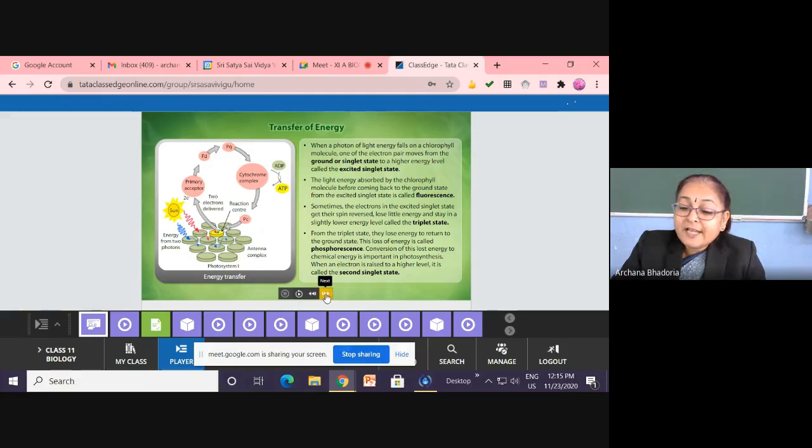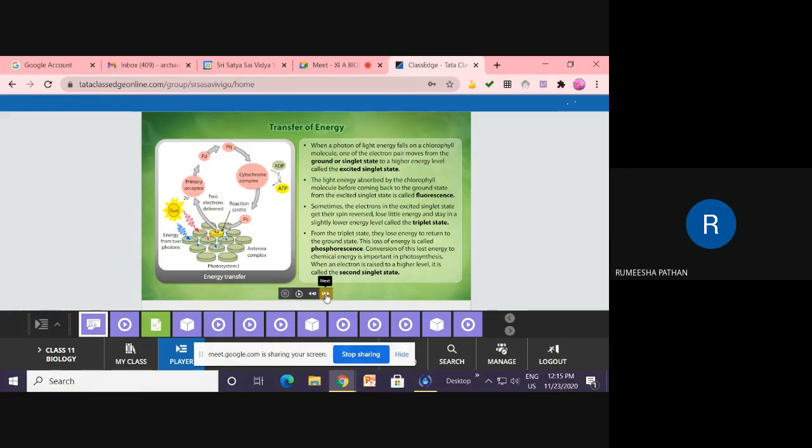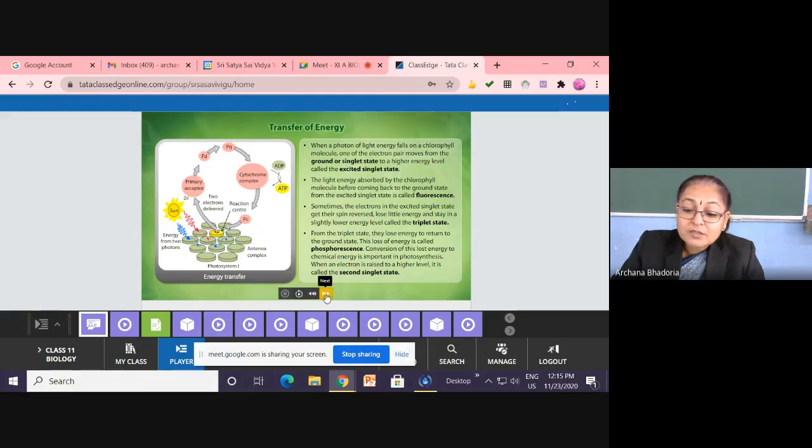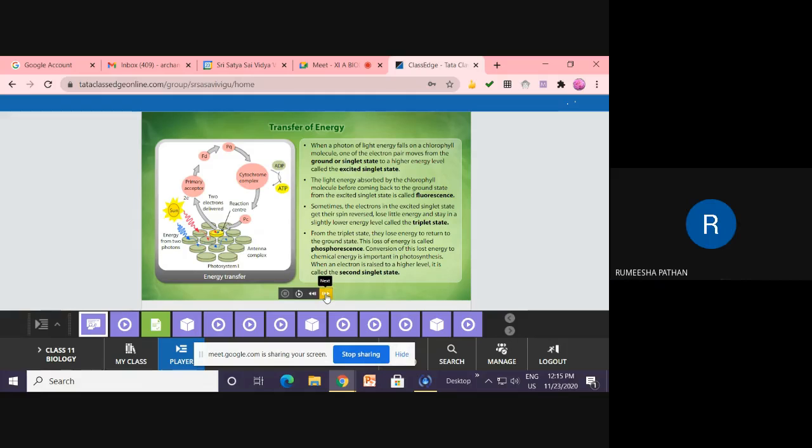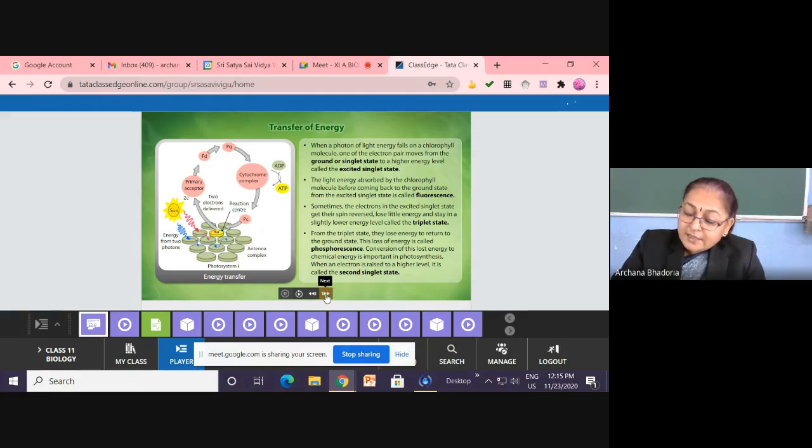Why? Because they will help in dark reaction. What will happen in dark reaction? Reduction of CO2 to form what? Glucose. So remember, assimilation of glucose will occur. Okay, so these two, ATP and NADPH2, will help in the assimilation of glucose. So you call it assimilatory powers.